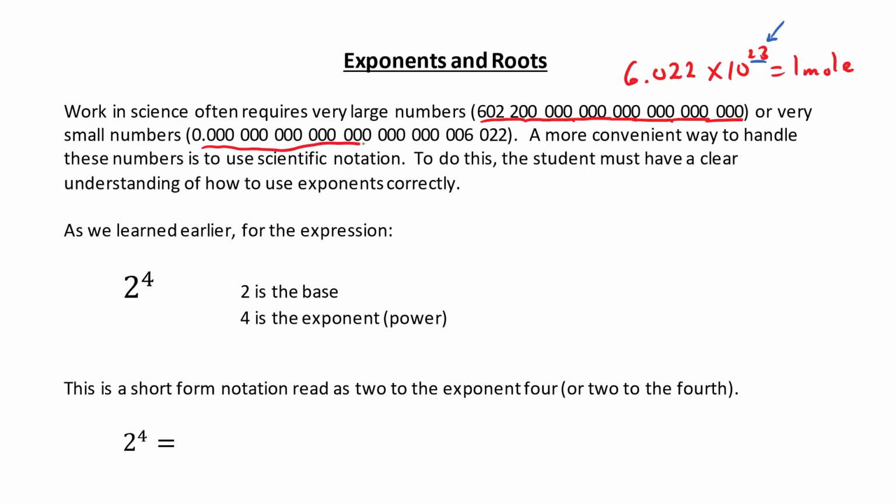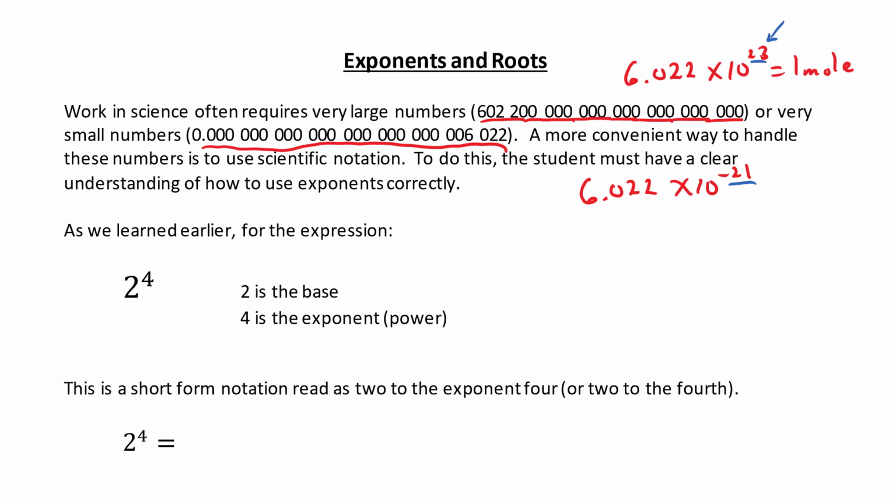This number right here, it's not practical to write that number down or even use it in our calculator as such. So therefore, we could write that number as 6.022 times 10 to the minus 21. Again, we have exponents there. So scientific notation is how we're going to work in science with very big and very small numbers. Therefore, you must fully understand how exponents work.